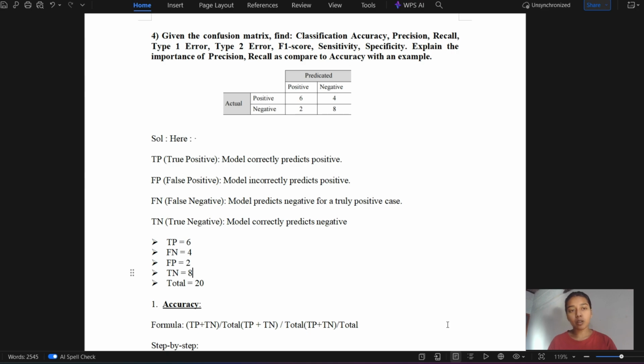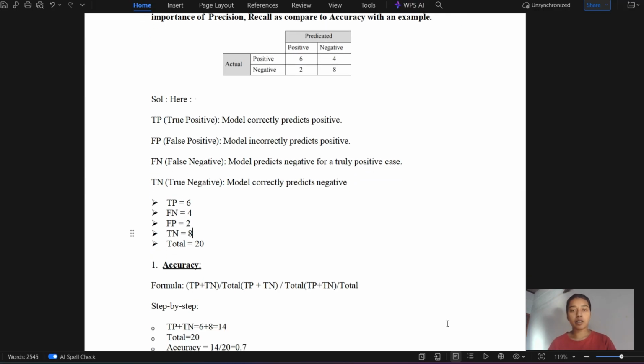Discuss the solution of the fourth question. The fourth question is: given the confusion matrix, find classification accuracy, precision, recall, type 1 error, type 2 error, F1 score, sensitivity, specificity. Explain the importance of precision and recall as compared to accuracy with an example.